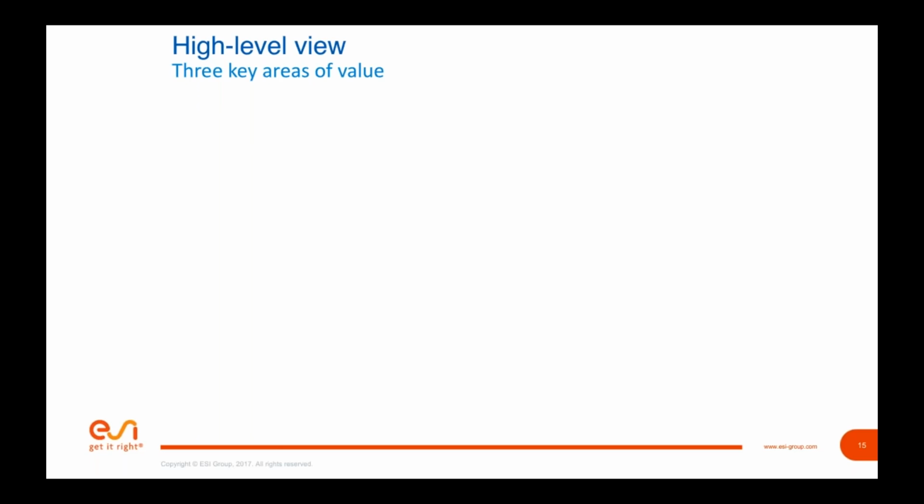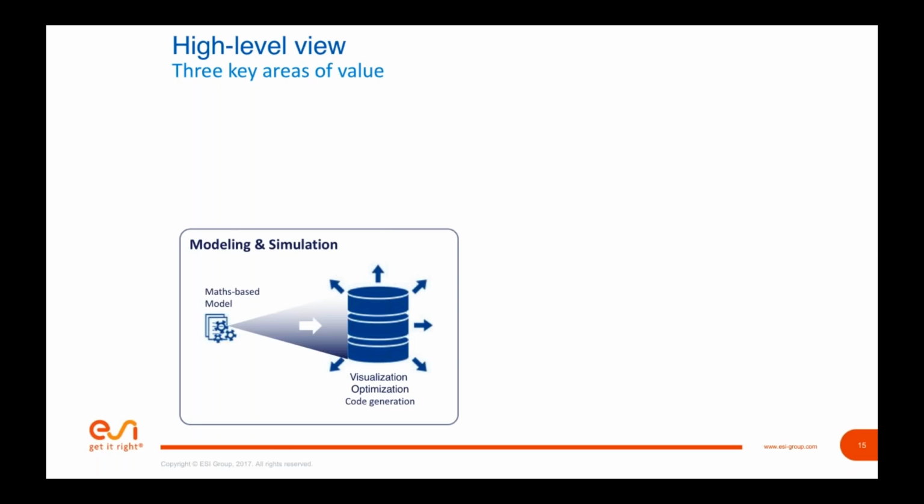So from the high-level point of view, what we cover, and this might not be new for most of you, but I just want to summarize what Scilab and Octave cover in terms of functional domains. So the first one is modeling and simulation. What we mean by that is starting from a mathematical model, and generating data, performing visualization, optimization, and code generation, more specifically in the case of embedded systems.